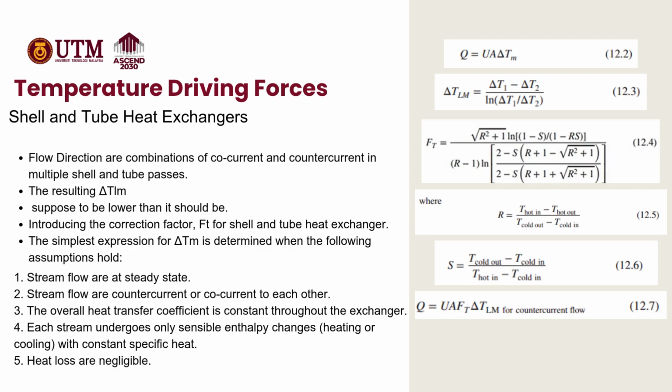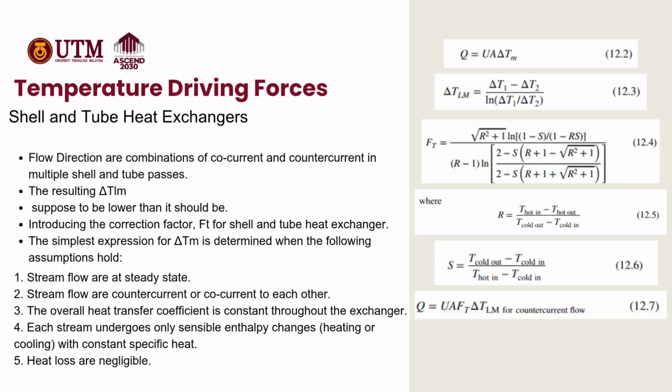The simplest expression for delta Tm is valid only when these 5 assumptions are true. The first one is steady state flow, second countercurrent or co-current flow, third the overall heat transfer coefficient U is constant, fourth only sensible heat change, no phase change, with constant specific heat, and lastly no heat loss to surroundings.